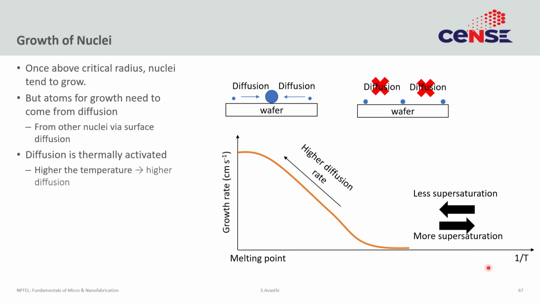Once again, this is an Arrhenius plot, so the temperature is decreasing as I'm going towards the right. This is 1 over T. This represents the melting point. Because this is at higher temperature and this is at lower temperature, you expect the diffusion to be higher here than here, right? And because the diffusion is higher here, the growth rate is also higher here.